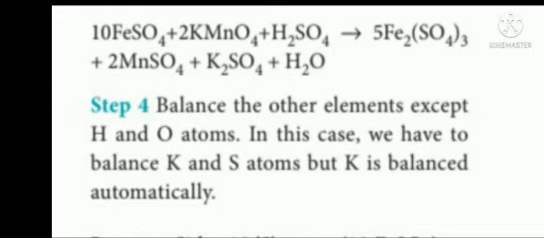Already we balanced Fe and Mn. Now we have to balance sulfur with the symbol S. In the reactant side, we are having 10 sulfur atoms, which is present in the FeSO4. Again, the same sulfur is present in the H2SO4, but it is not taken into account now. So next one, we have to balance the sulfur atom.